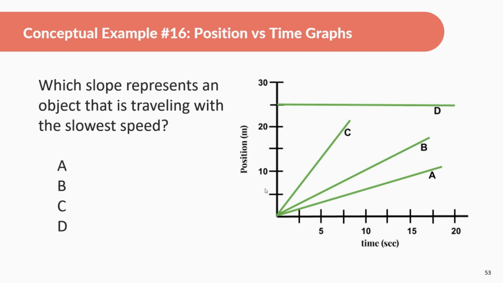Okay. Next question here. Which slope represents an object that is traveling with the slowest speed? Again, we should be looking at which has the most shallow slope, and the most shallow slope is actually D, which has actually no slope. So if it has no slope, it's not moving, and it is also going the slowest.